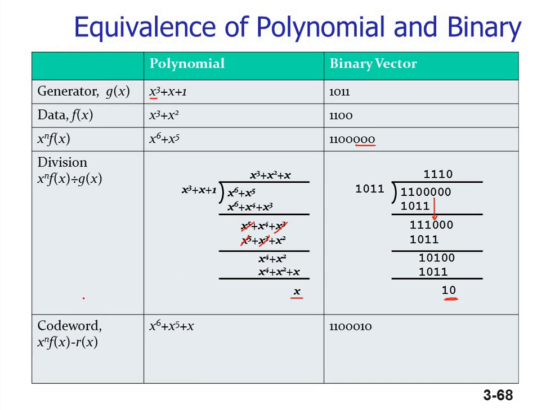The remainder is 10, and you can see that this equation and this binary representation are almost the same, but this division is comparatively easier as compared to this. So you can go by any method, but if it is asked specifically by polynomial, you have to go by polynomial, otherwise you can go by binary vector. Whichever method you find easy, you can go for the division.